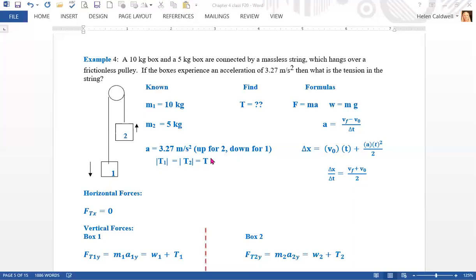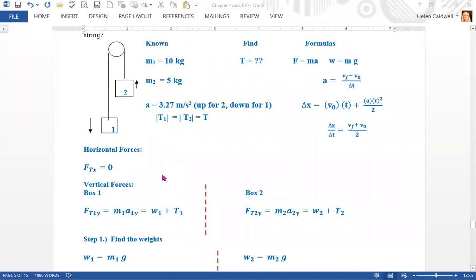And we also know that the tension in the rope is the same for 1 and 2 in absolute value. In box 2, the tension will point one way. In box 1, it will point the opposite direction because the pulley changes direction, but the magnitude is the same. So our horizontal forces are going to add up to 0 because we have no horizontal motion. Our vertical forces, each object gets its own equation.